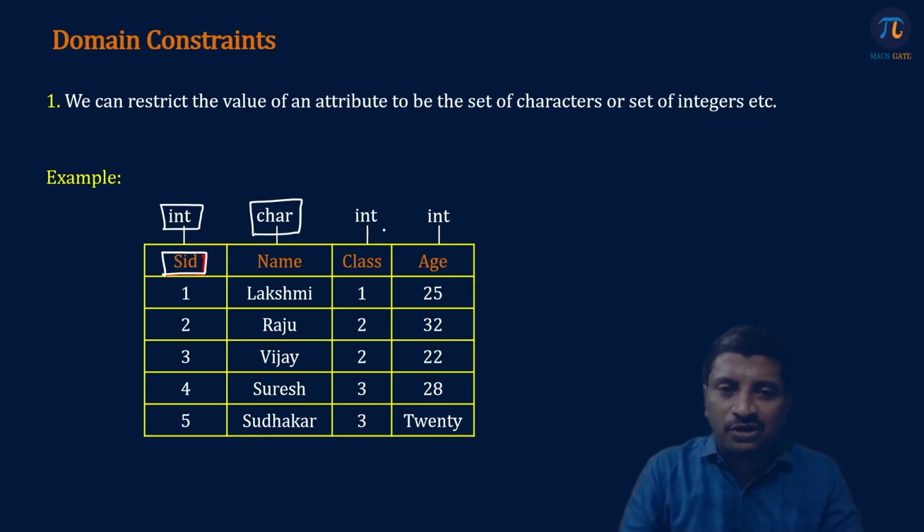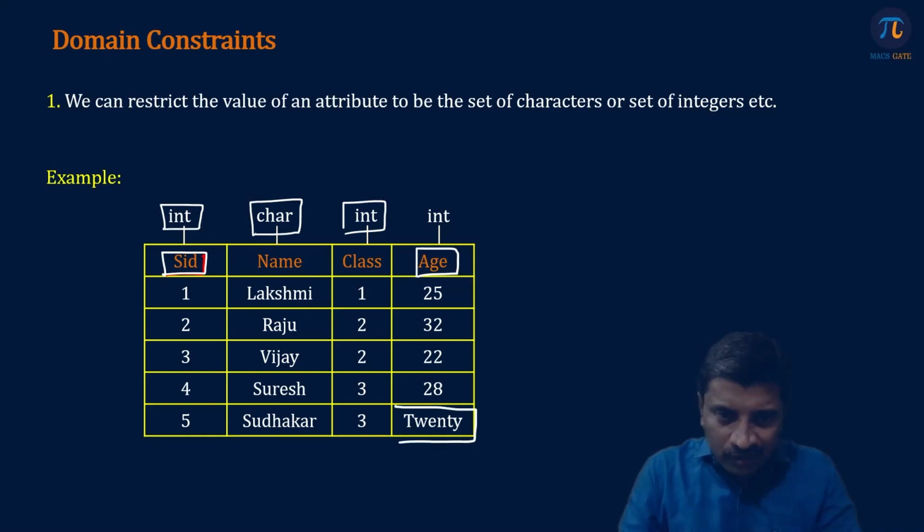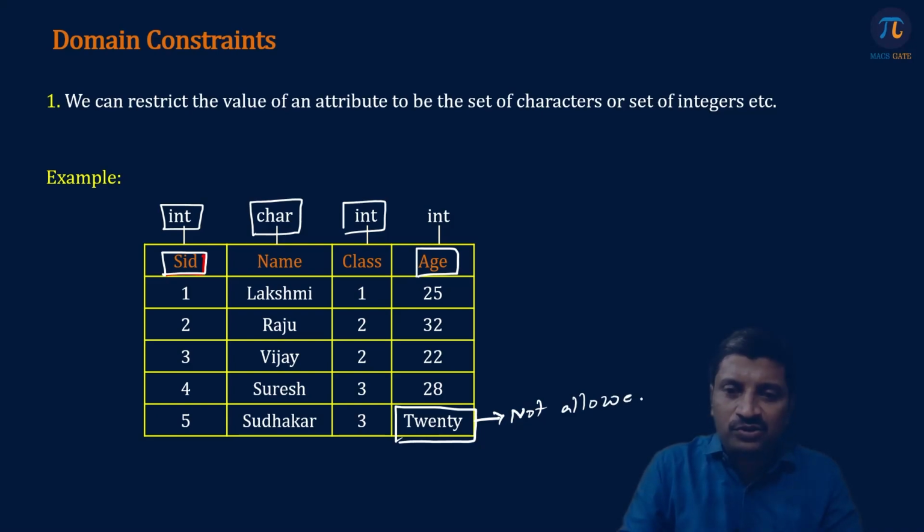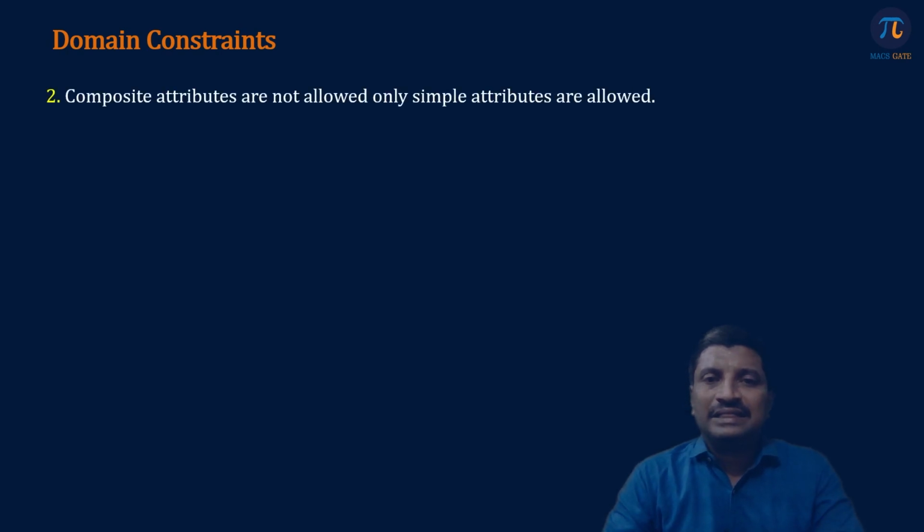The next attribute is class. For this the domain is int. So here also all the records are having integer values. Then come to the attribute age. For this the domain is int. That is the set of integers. But if we observe the last record, here instead of integer value, I have a string value. Strings are not allowed for this attribute because we are supposed to write only integer values. Is that clear, sir?